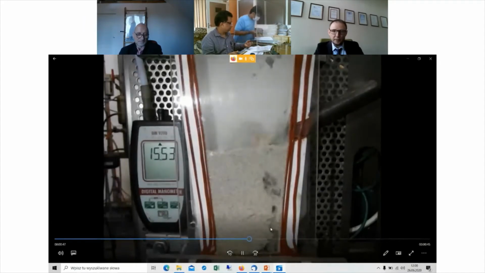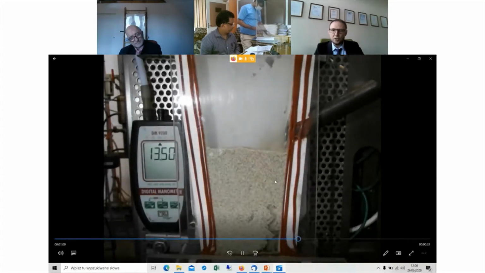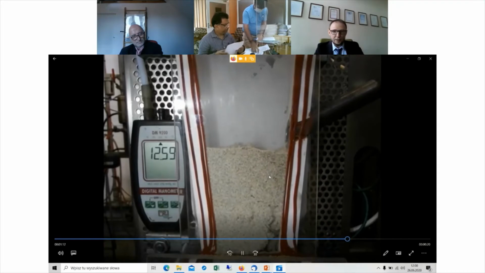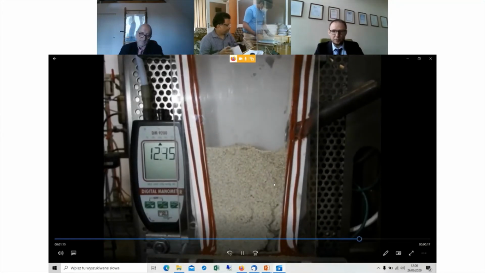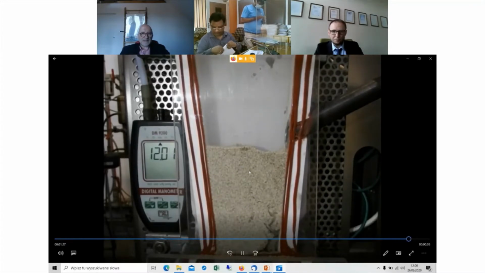And on the right-hand side, we can observe the creation of channels, and the fluidization is even completely stopped. Now we can see that fluidization is not possible. So we call that moment defluidization. A very serious problem for the boiler, for the engineers. We have to shut down the boiler if we observe such a situation in our system. Now we can see that even if we add more air, we cannot obtain fluidization.